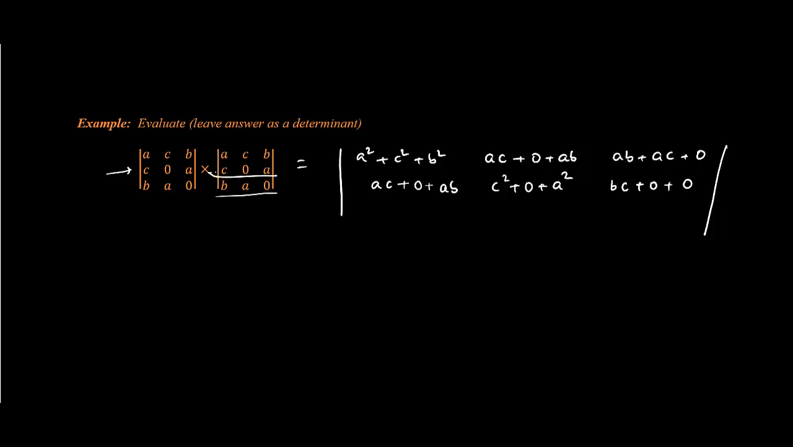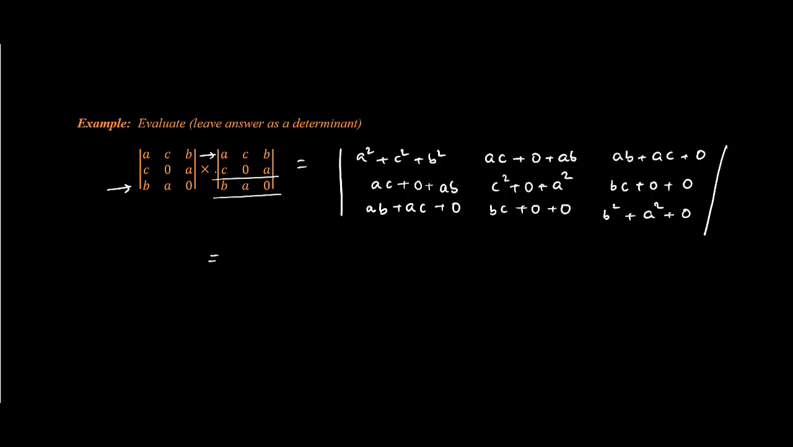So once we are done with the second row of the first determinant, we move to the third row of this determinant and first row of the second determinant. So if we multiply, we get plus ac plus 0. फिर हम सेकेंड रो पे चलते हैं, so we get bc plus 0 plus 0. और फिर हम थर्ड रो पे चलते हैं, तो हमारे पास आ जाएगा b square plus a square plus 0.